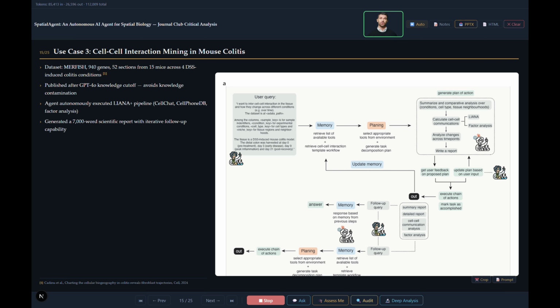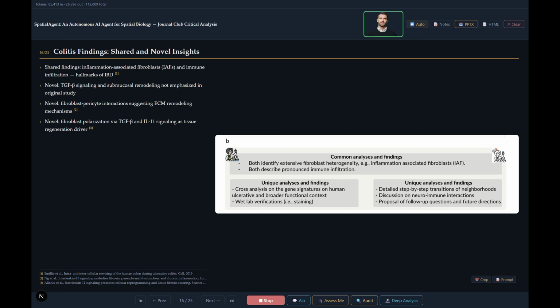The interaction mode shown here allows users to ask follow-up questions and launch new analyses via memory hacking. This is where the agentic paradigm really distinguishes itself from simple prompting. The system maintains context across a complex multi-step workflow.